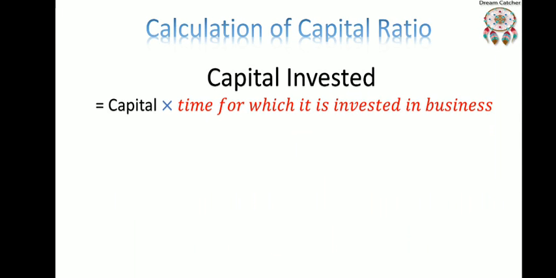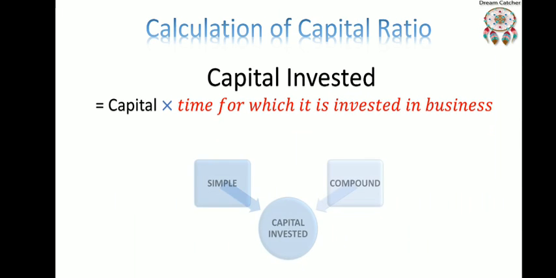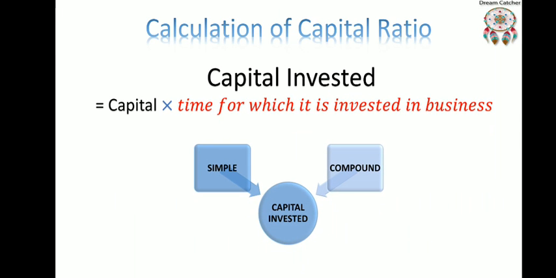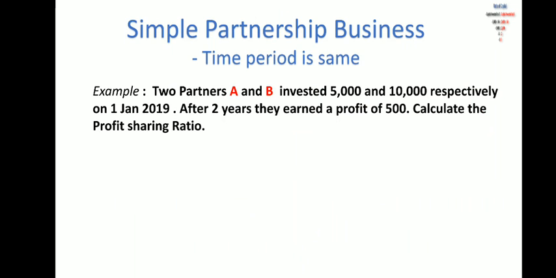So here the concept is, for how long can the business utilize your money? That's why the capital has to always be multiplied with the time for which it is invested in the business. And we've just studied that there were two types of businesses. One is simple partnership business and one is compound partnership business. In simple partnership business, the time period is the same for all the partners.